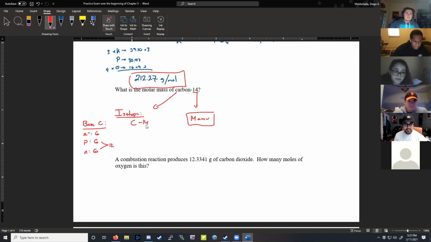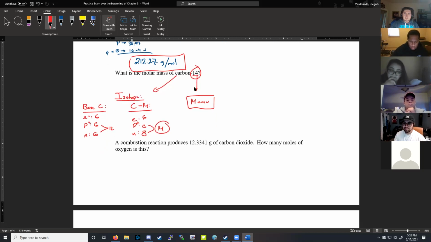So carbon-14, our electrons, protons, and neutrons. What numbers remain the same here? Our protons and electrons, right? So 6 and 6. And then how many neutrons would we have? 8. And when we add these up, what do we get? 14. There you go. It's a little bit of an easy question because you could just look at the name. Is everyone good? Yeah, it's fine.